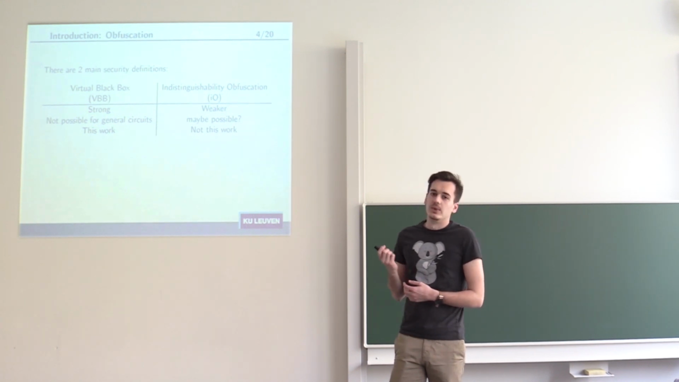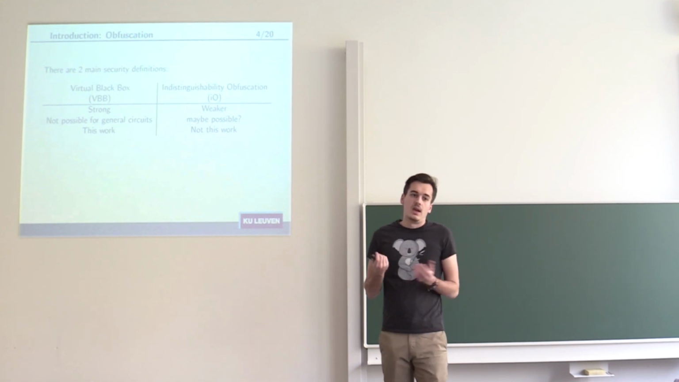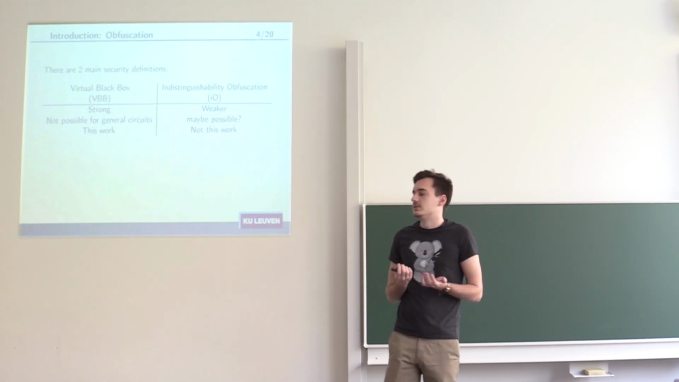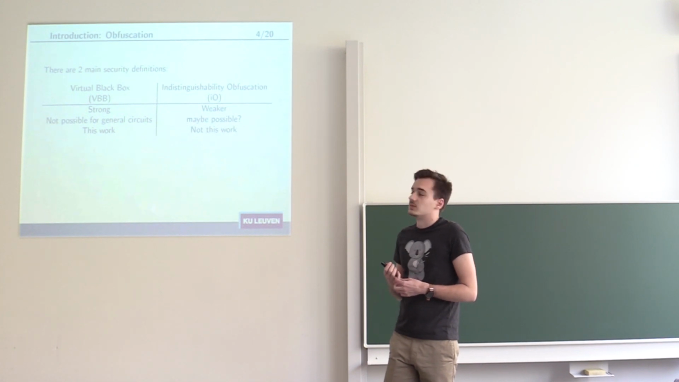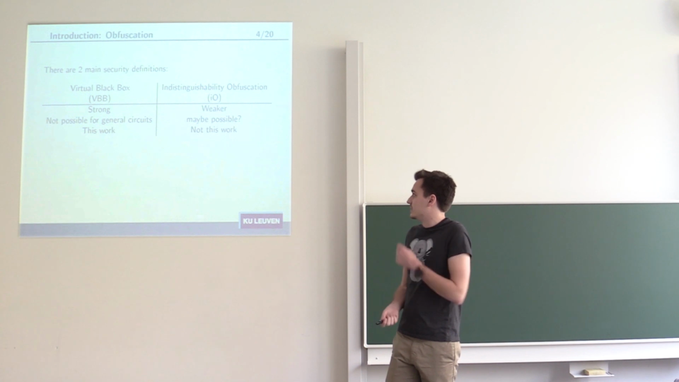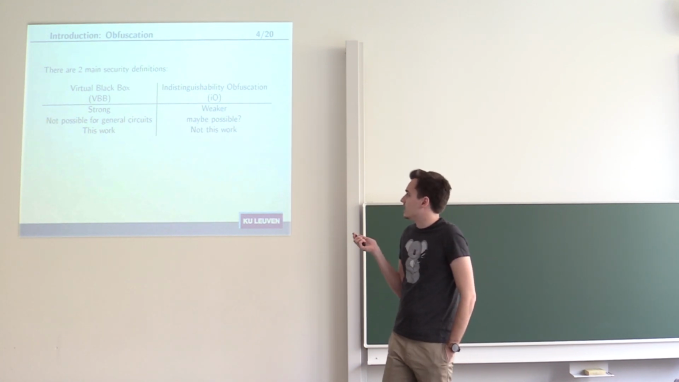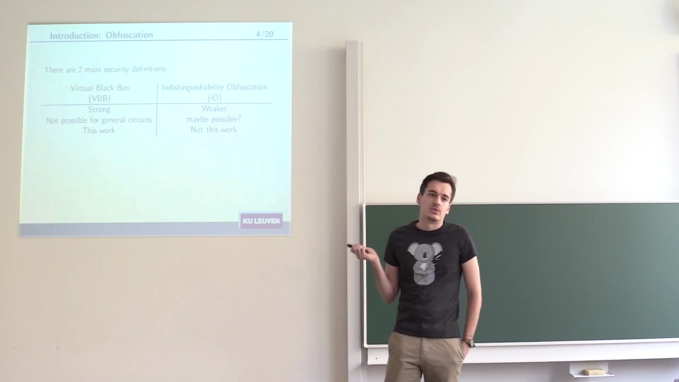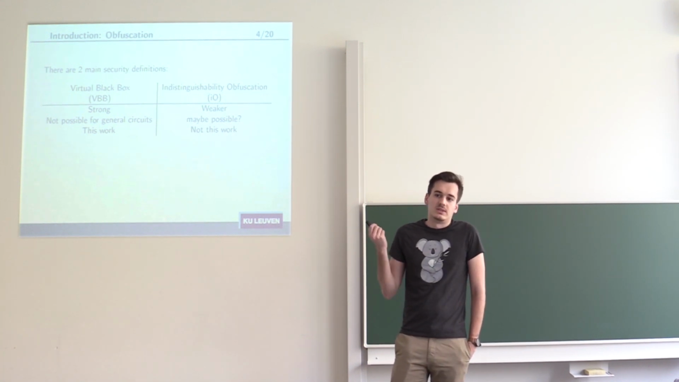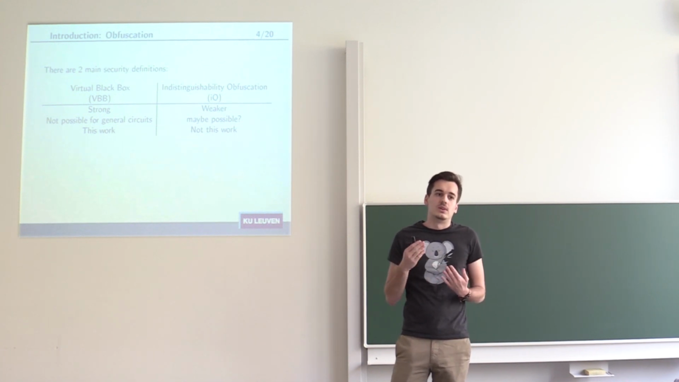So people looked at weaker definitions. One of them is indistinguishability obfuscation, and we're still trying to find constructions that do this. And it might exist, it might not. But in this work, we will focus on virtual black box obfuscation. But since we know it's not possible for general circuits, we have to focus on some simple functionalities.